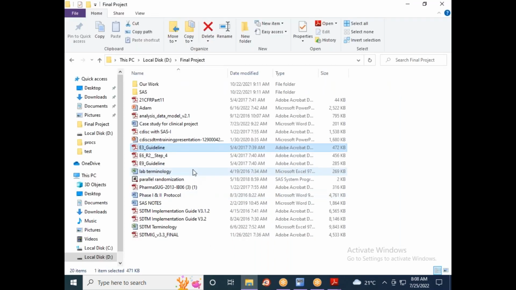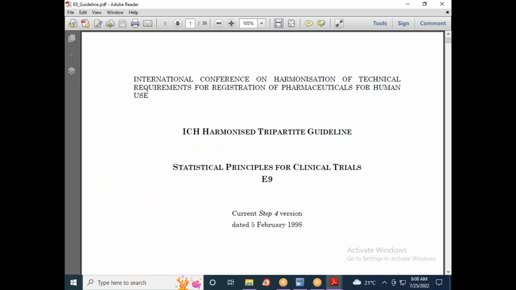And ICH E9. So we apply a wide variety of statistical tests to your clinical trial data. Correct. So we apply mean, standard deviation, minimum, maximum. We apply a lot of statistical tests: linear models, logistic regression, survival analysis, hazard ratios. A lot of statistical concepts we apply here.